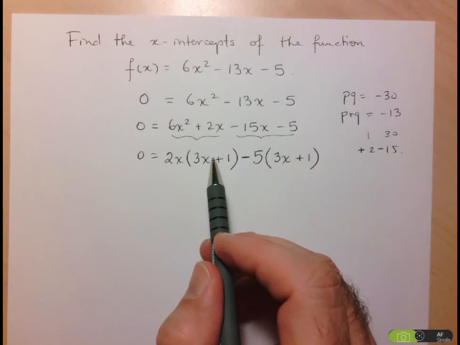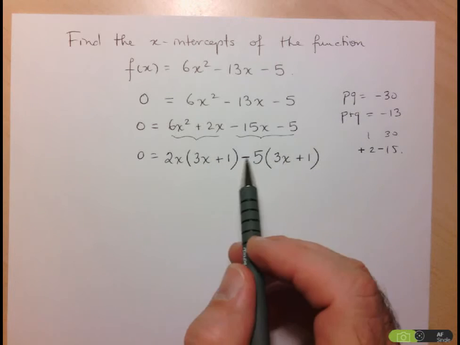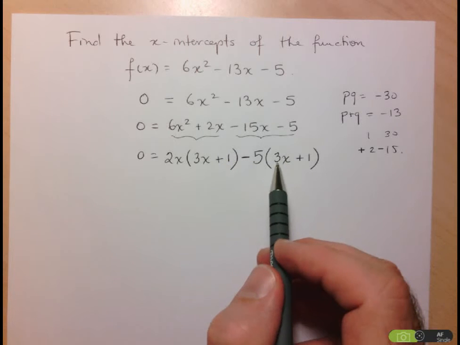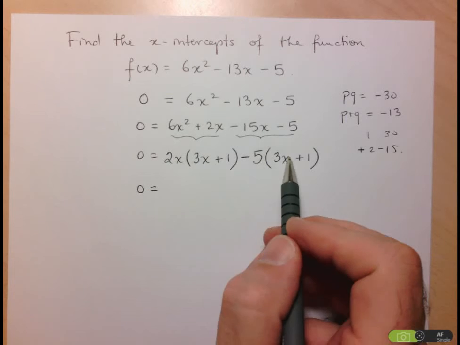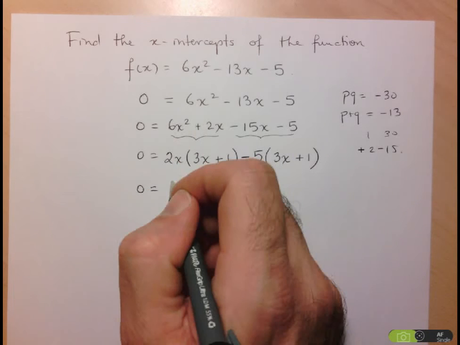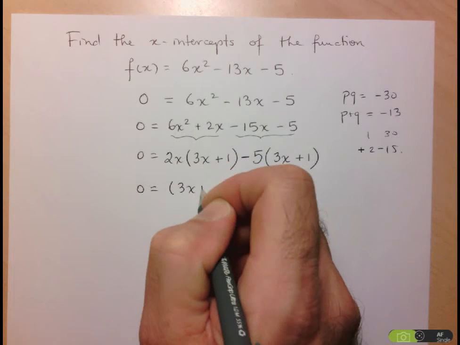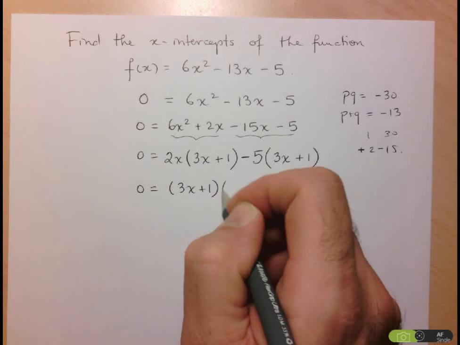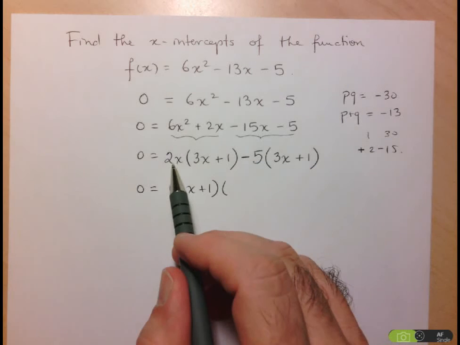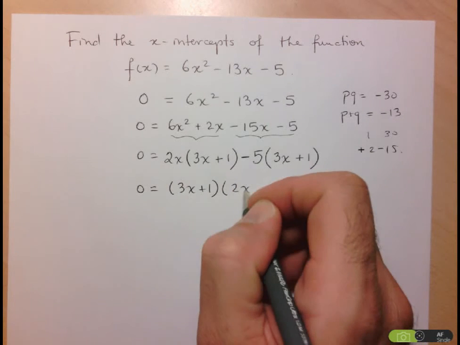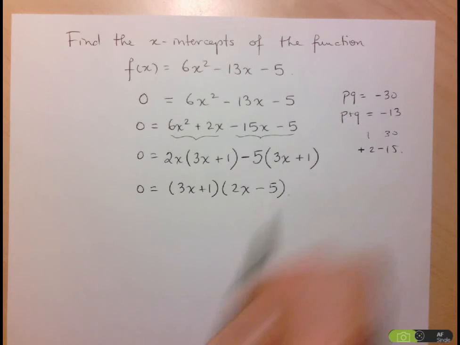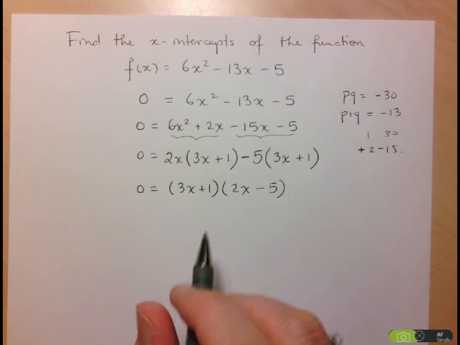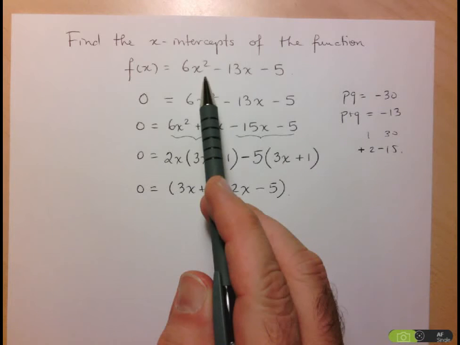So again, we need to get the same binomial on each side of the expression, because now this becomes our common factor. So I'm going to factor out 3x plus 1. And let's see what we're left with here. We're left with a 2x on the left and a minus 5 on the right. And so by decomposition, we've managed to factor this expression.